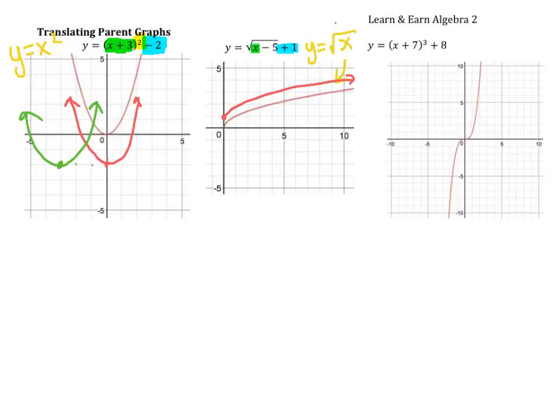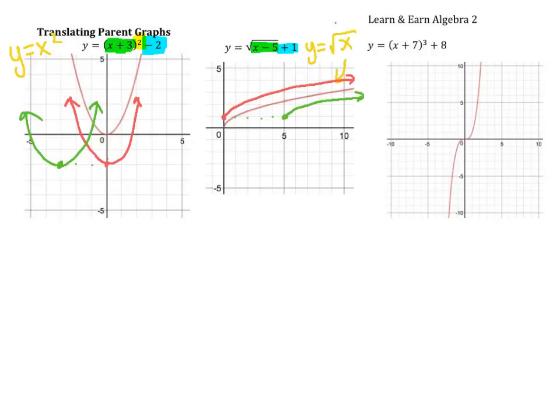Finally, the stuff on the inside that says x minus 5. Because it's on the inside, I'm going to do the opposite of what it says, and I'm going to move to the right 5. So 1, 2, 3, 4, 5. And now I am going to draw the shape of the graph. I'm going to start going up and to the right. So this green graph is what I'm looking for.